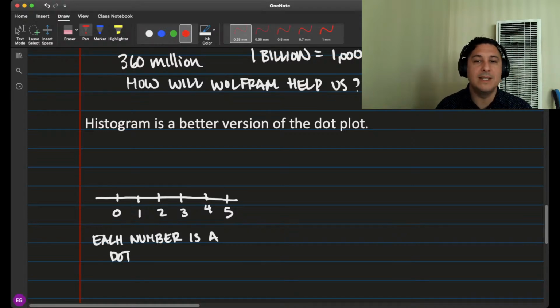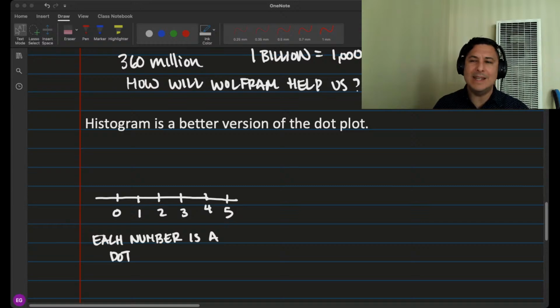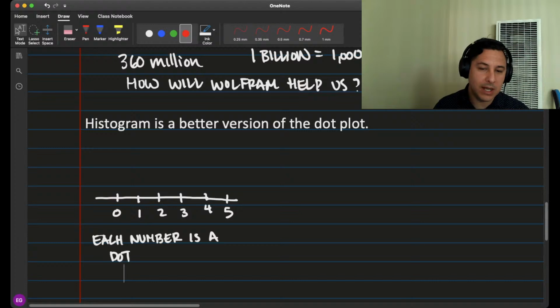Now the problem with this is that if you have a lot of dots, it gets a little hard to notice the patterns that are happening. So I'm going to put dots. Sorry, something's going wrong. Okay, there we go. Now I can put the dots. So I have 2 dots at 0, 3 dots at 1, 2 dots at 2, 4 dots at 3, 2 dots at 4, and 1 dot at 5.